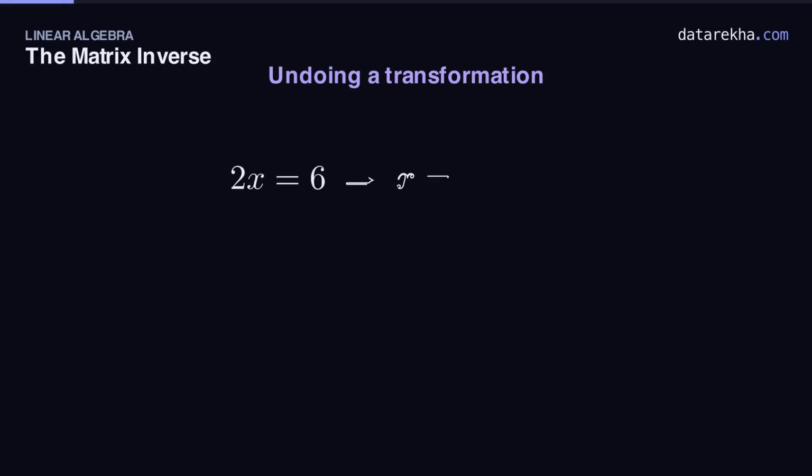Here is a habit so familiar you never think about it. To undo 2 times x equals 6, you multiply by 1 half, and out drops x equals 3. 1 half is the number that turns 2 back into 1. 1 half is the inverse of 2. So a fair question is this: can we undo a matrix the same way? Can we find a matrix that reverses whatever another matrix did?